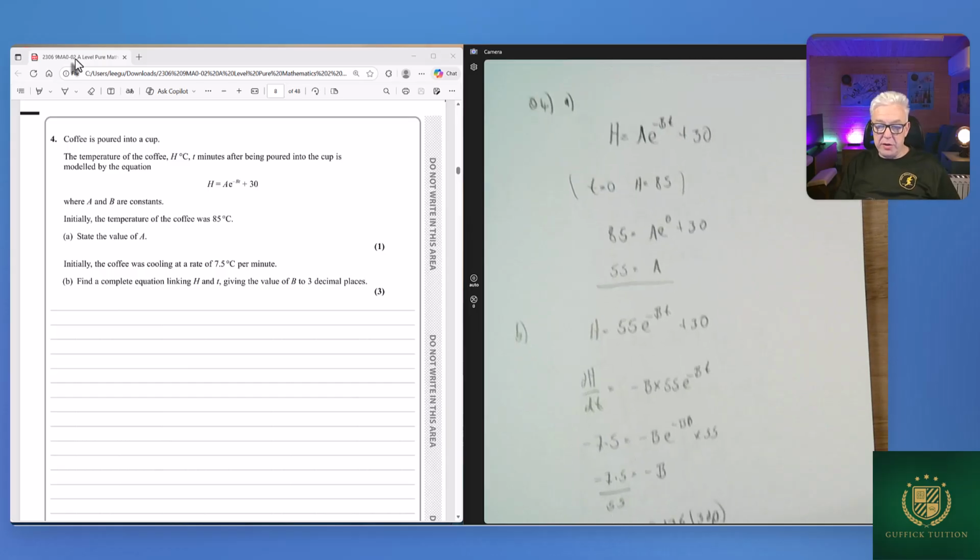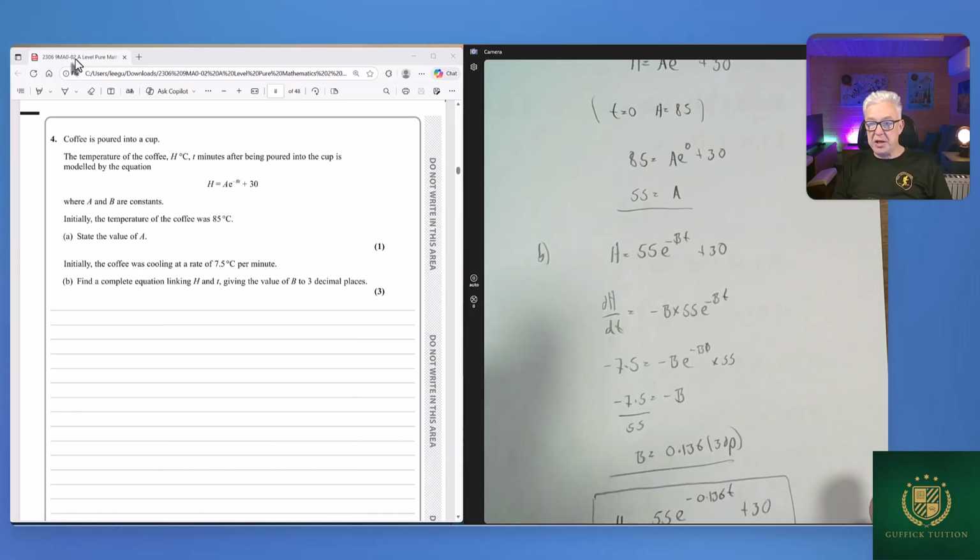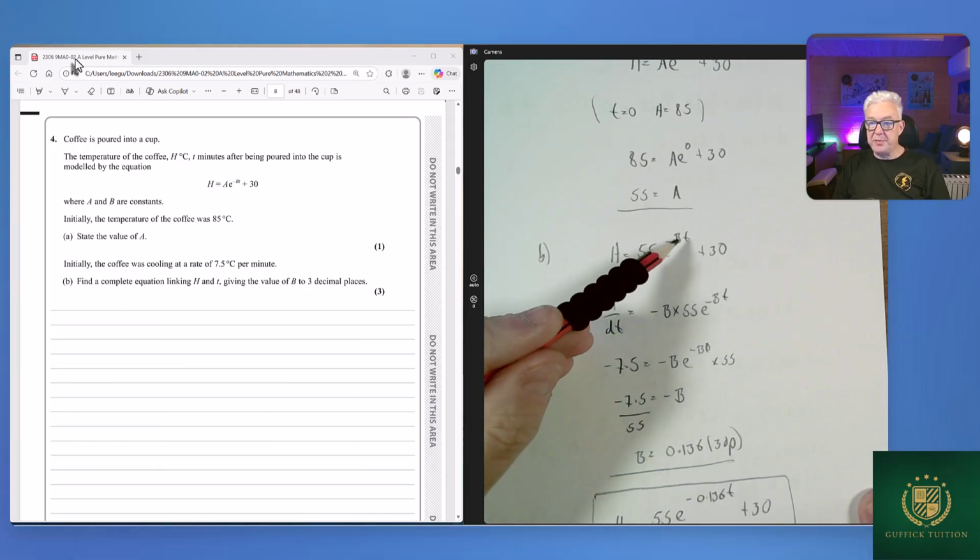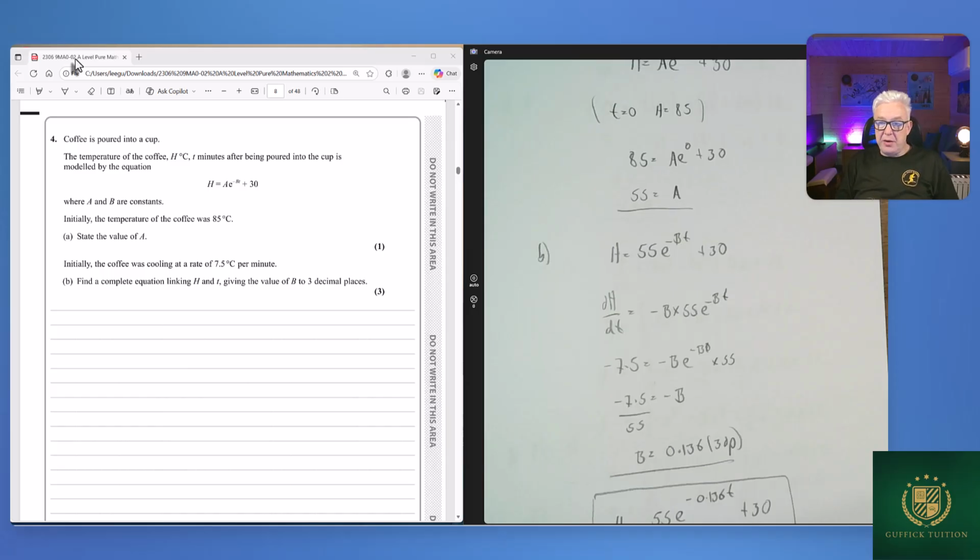So now our new updated model is h is equal to 55 e to the minus bt plus 30, because we now know that a is 55. Now it says initially the coffee was cooling at a rate. Now there's the key word, rate. Just remember that word, rate, of 7.5 degrees C per minute. Find a complete equation linking h and t, giving the value of b to 3 decimal places.